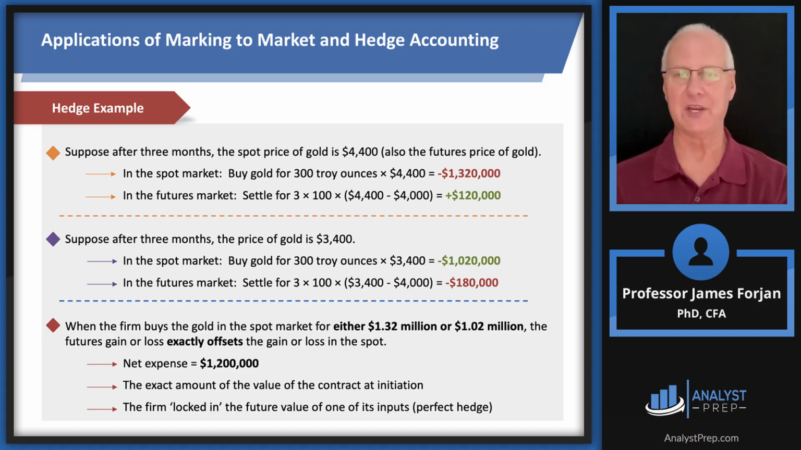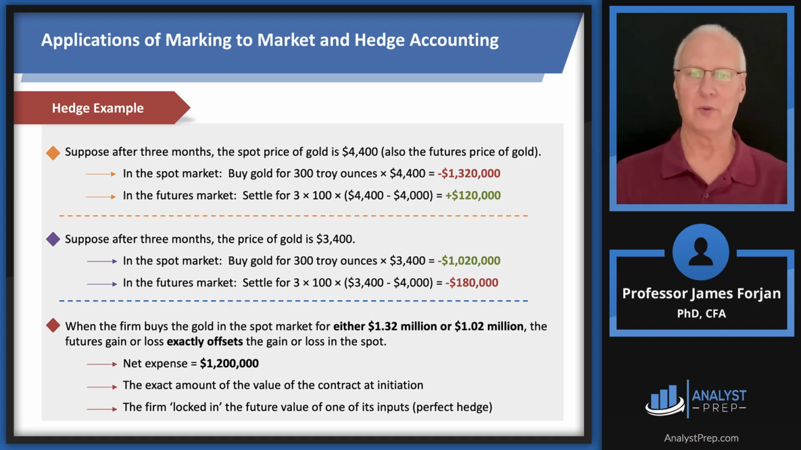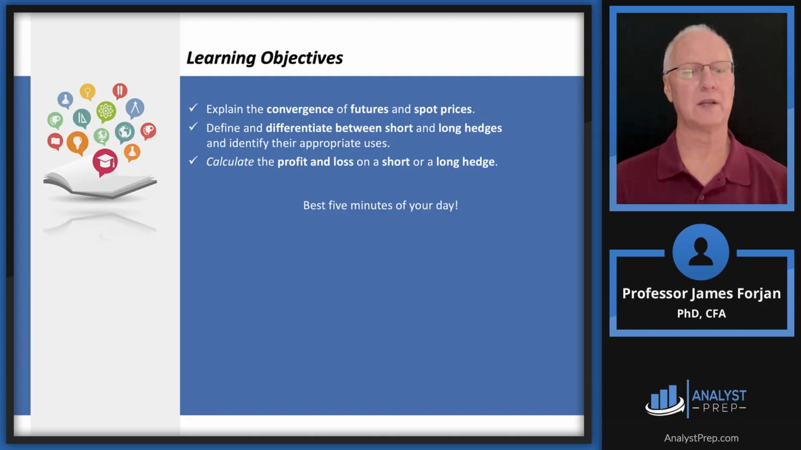That's a perfect hedge. Let me remind you that a perfect hedge is when the assets match. So we had gold in spot, gold in the futures, and the timing matched. We were selling our gold on the same day that the futures contract matured. We locked in that price. We virtually eliminated future price volatility.